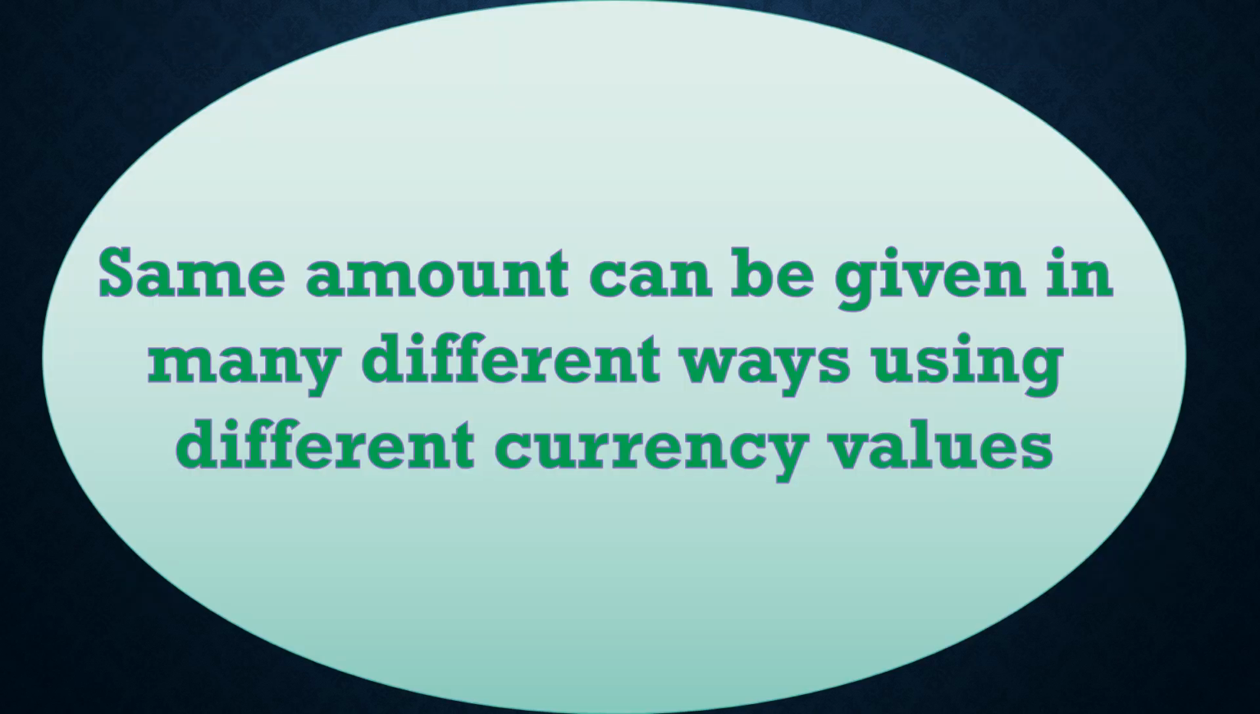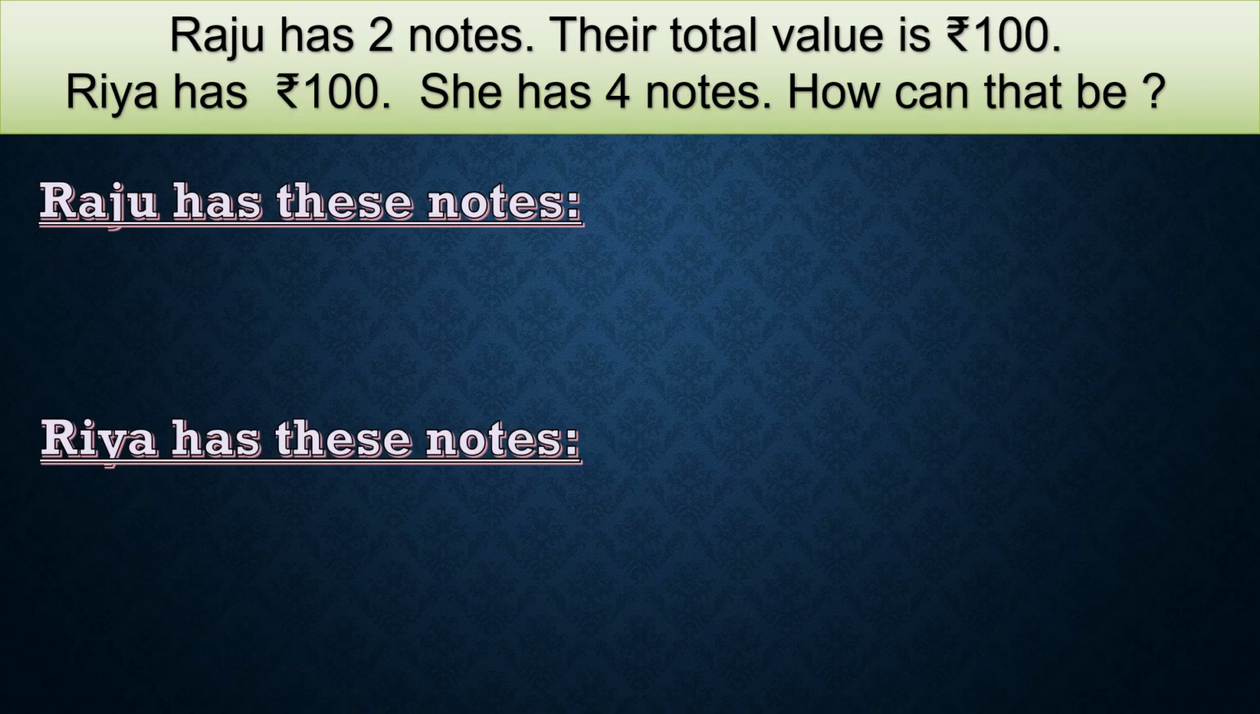Now let us learn to calculate the same amount in many different ways using different currency values. Raju has 2 notes. Their total value is 100 rupees. Riya has 100 rupees. She has 4 notes. How can that be? In this question, we see that Raju has 100 rupees and Riya also has 100 rupees. But Raju has 2 notes whereas Riya has 4 notes. Let us see how this can be.